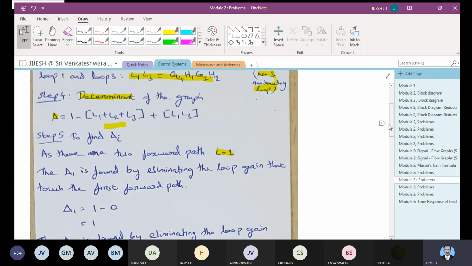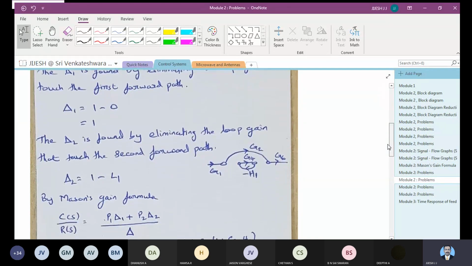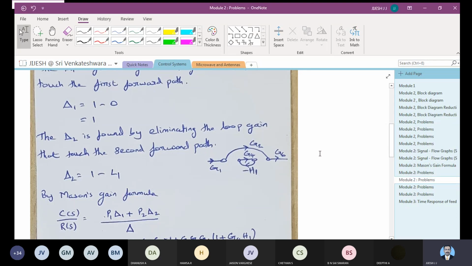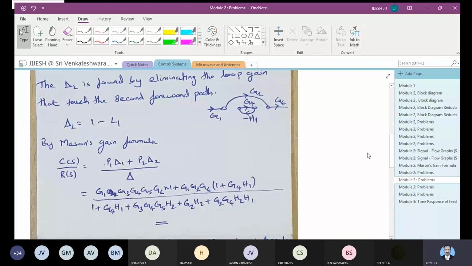So you got delta 1 and delta 2. Now you can use Mason's gain formula, that is C of S by R of S is equal to P1 delta 1 plus P2 delta 2 divided by delta. We will continue it in the next class. Almost it is time. You can substitute for P1, delta 1, P2, delta 2 and delta, and get the answer. All of you can complete it.